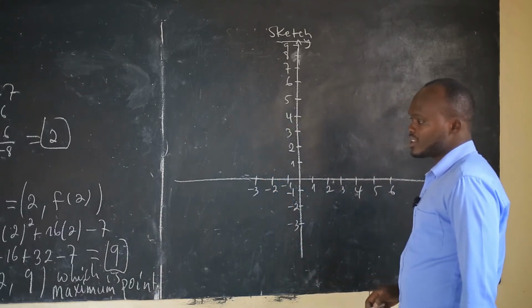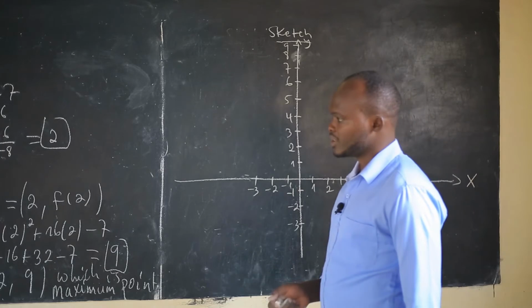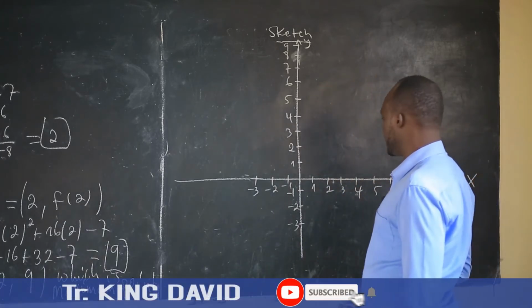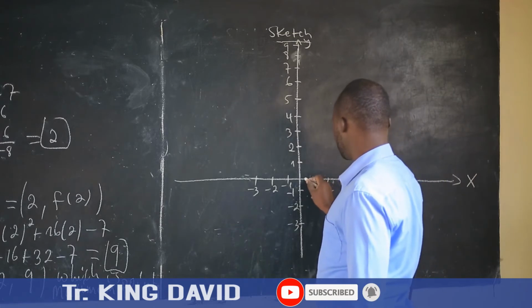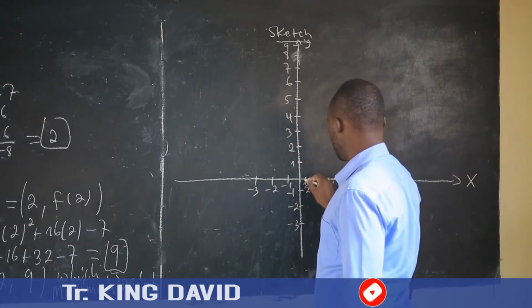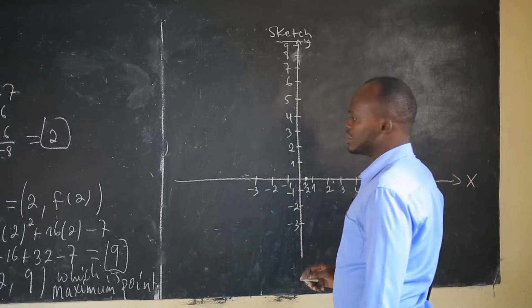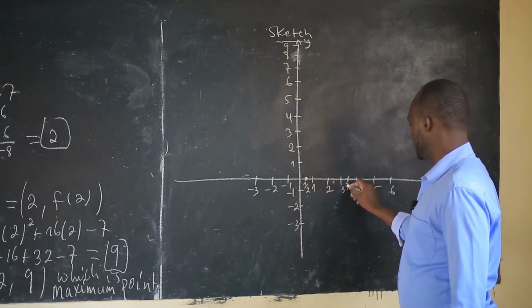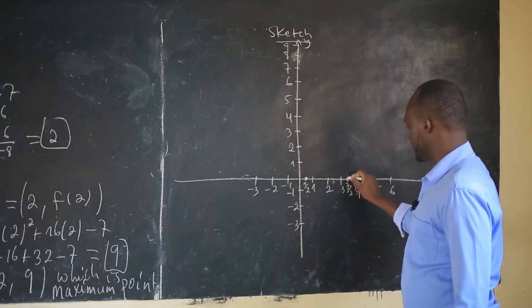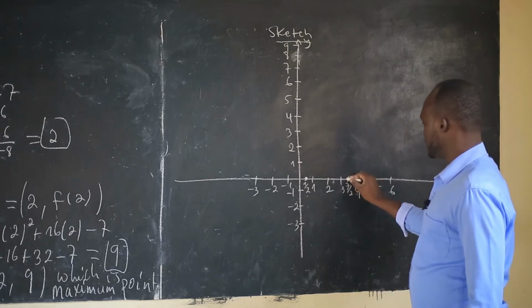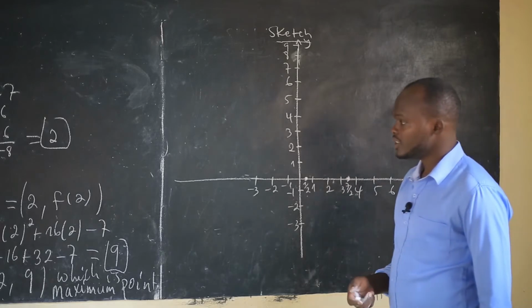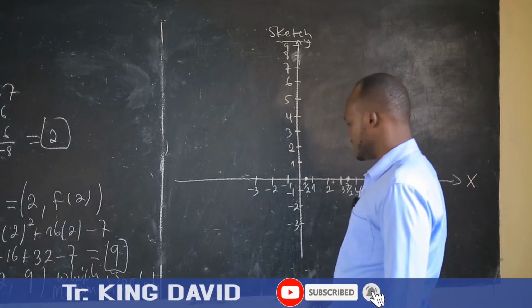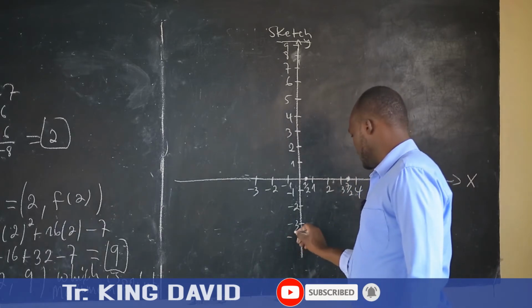Okay, so what is our x-intercept? Our x-intercept is a half, 0, and 7 over 2, 0. A half, 0 will be here. And 7 over 2 is 3.5, which is here. So now, from there, what is the y-intercept? The y-intercept is 0, negative 7. So this is negative 4.